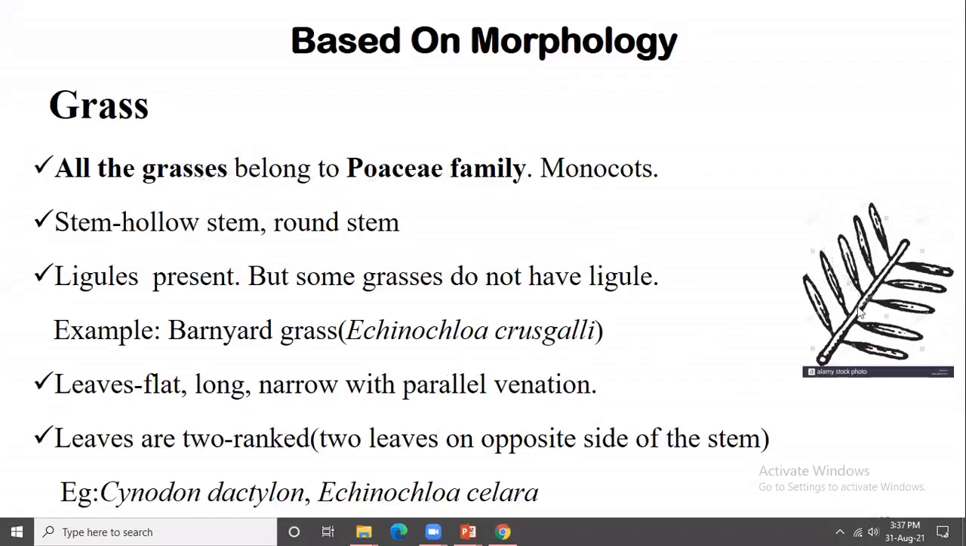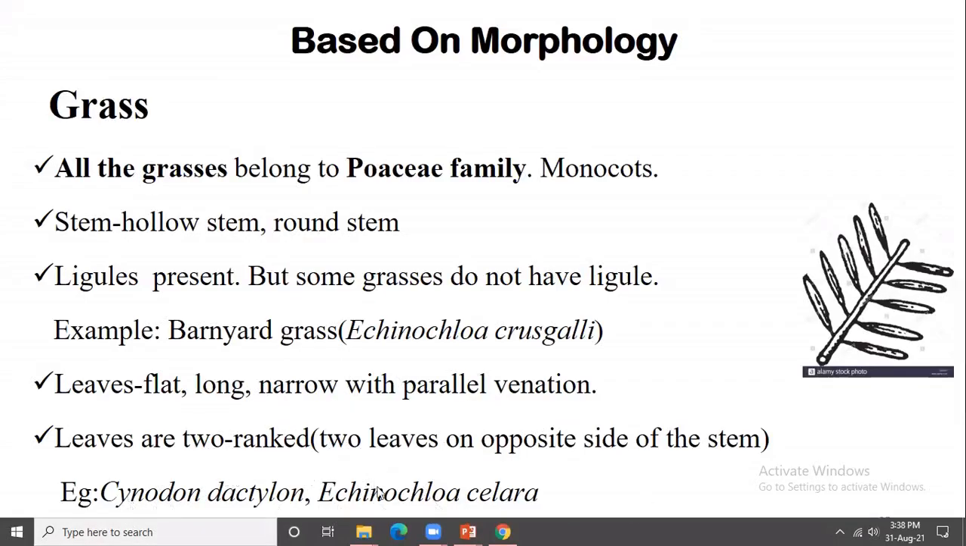Okay, sir, you can see this picture. It has two leaves, this one leaf and another leaf. Both are ranked on this side, in opposite directions. This is called two-ranked: the leaves are on opposite sides of the stem. You want to know this example.